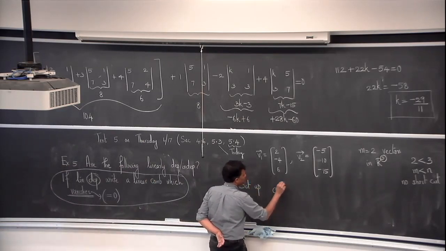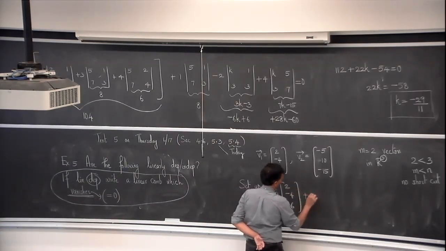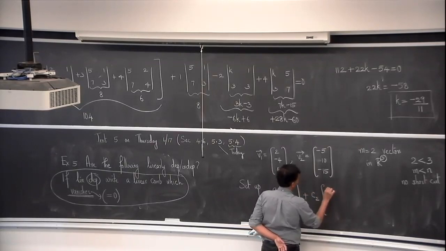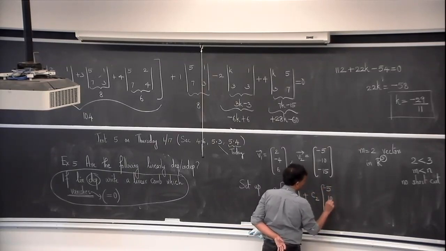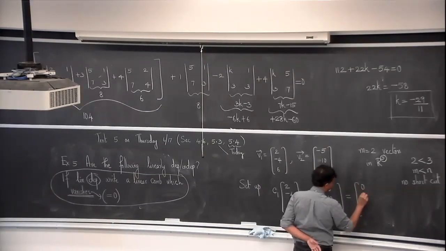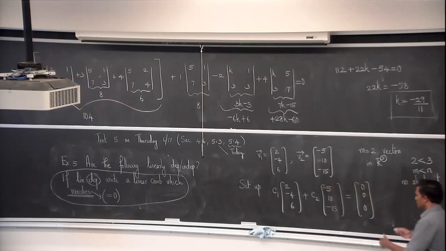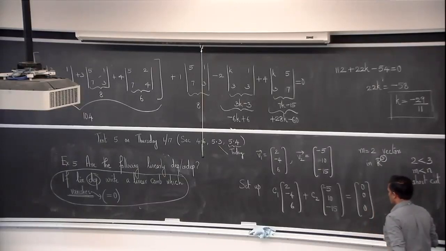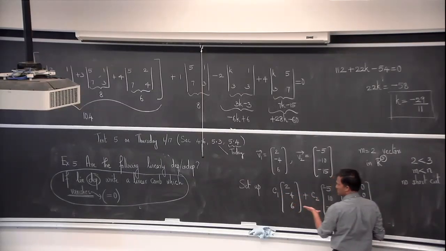So C1 times 2, negative 4, 6, plus C2 times -5, 10, negative 15, equal to the 0 vector in R3, which is 0, 0, 0. That is what we are trying to solve here. And our investigation is to see if both C1 and C2 are equal to 0, or if at least one of them is not 0.